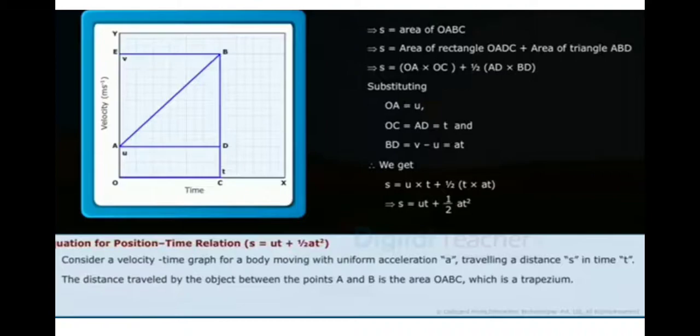Substituting OA is equal to u, OC is equal to AD is equal to t, and BD is equal to v minus u, which equals at, we get s is equal to ut plus half at into at. That implies s is equal to ut plus half at squared.